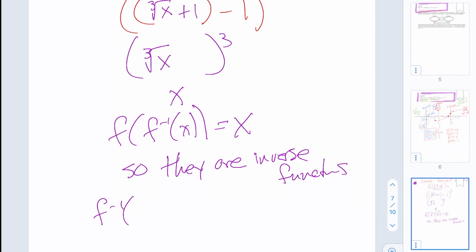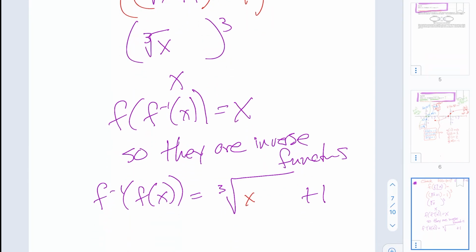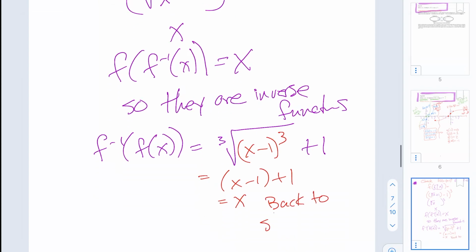Technically, we should check f inverse of f of x, where f inverse is the cube root of something plus 1. What do I plug into that something? I plug in the other function, which is x minus 1 cubed. The cube and the cube root cancel, so I just get x minus 1 plus 1, and I get x. I get back to the original input. That is the definition of what an inverse function is supposed to do.